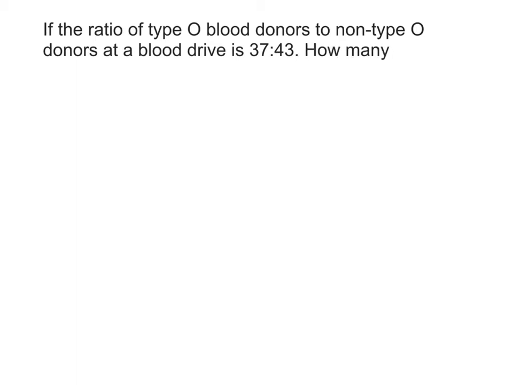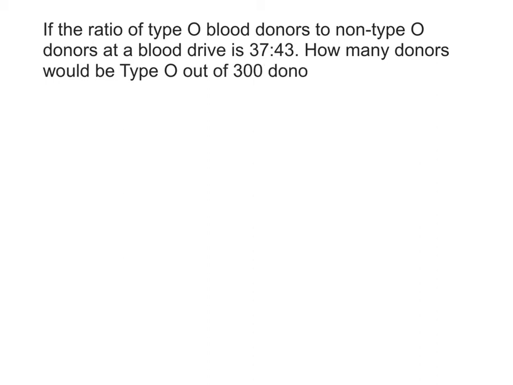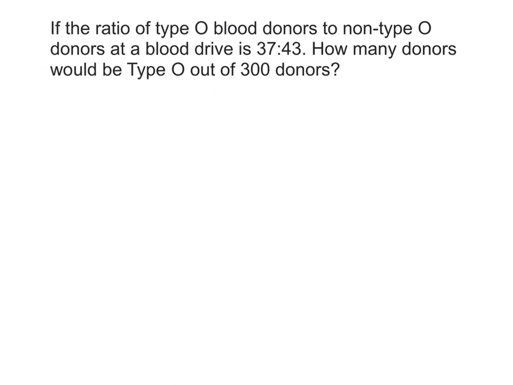How many donors would be type O out of 300 donors? All right, so once again, if the ratio of type O blood donors to non-type O donors at a blood drive is 37 to 43, how many would be type O out of 300 donors?